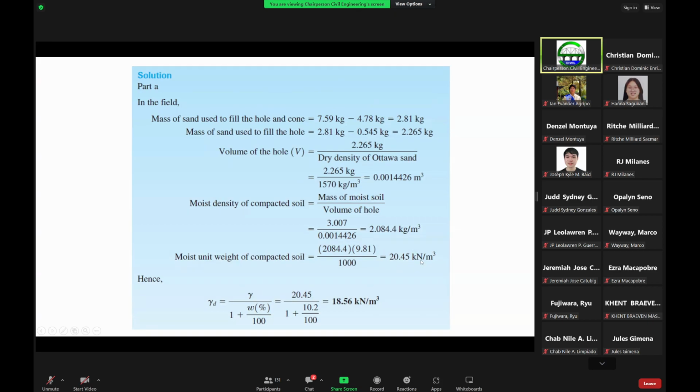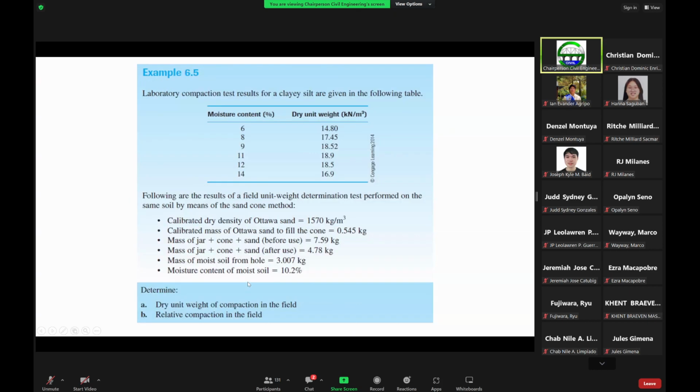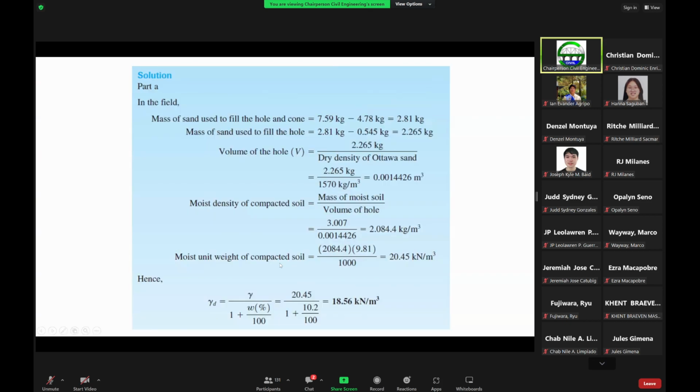Once we have the moist unit weight, are we given the moisture content? Yeah, we have the moisture content. So then just substitute it in this formula, and that gives you the dry unit weight of compaction in the field, which is about 18.56 kilonewtons per cubic meter.